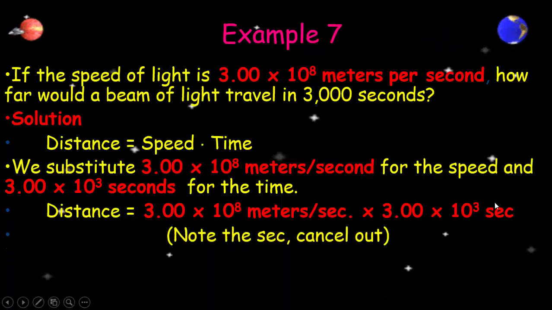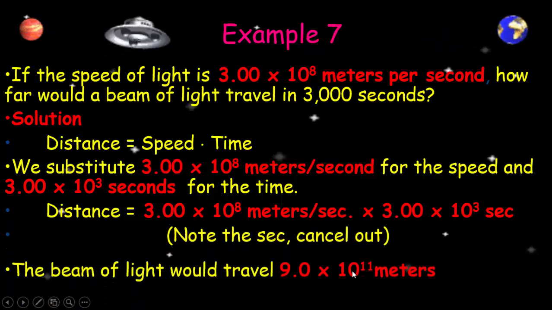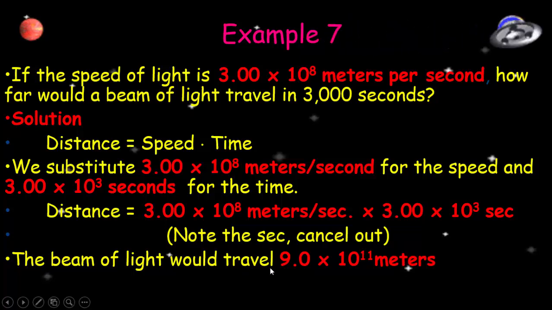Note that the seconds cancel out, and we get that the beam of light would travel 3 times 3 is 9.0, and then times 10 to the 11th, because 8 plus 3 is equal to 11. So it would travel 9.0 times 10 to the 11th meters.